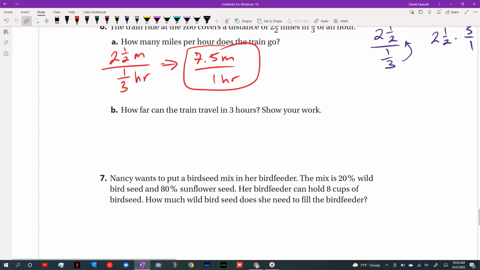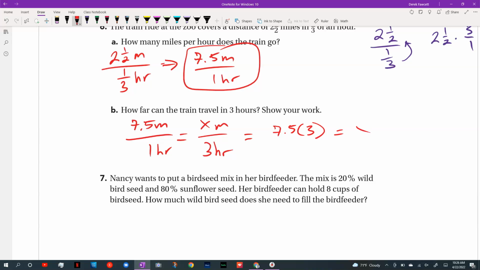How far can it travel in 3 hours? Well, this is pretty straightforward, right? You can set up a proportion if you wanted to. If they can go this far in 1 hour, how many miles can they go in 3 hours? But you're still going to end up taking 7.5 times 3, and that equals your X value there. And so you should have 22.5 miles. And each one of those is worth 2.